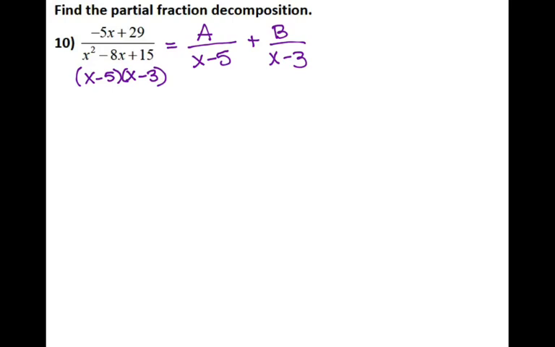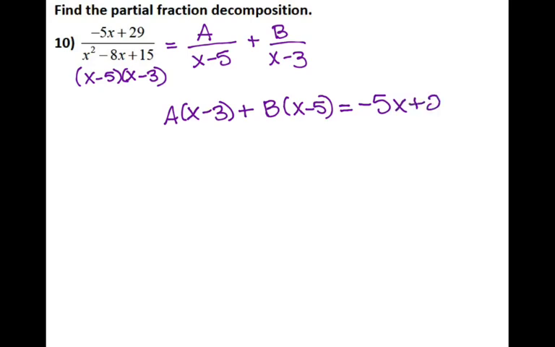And what I'm trying to do is get a common denominator because I want to add these two fractions together. So I would take A and multiply it by x minus 3, and B I would multiply by x minus 5. And when I multiply those two things, that should equal my numerator, which is -5x plus 29. So I'm going to distribute the B and distribute the A. So I have Ax minus 3A plus Bx minus 5B, and that should equal -5x plus 29.